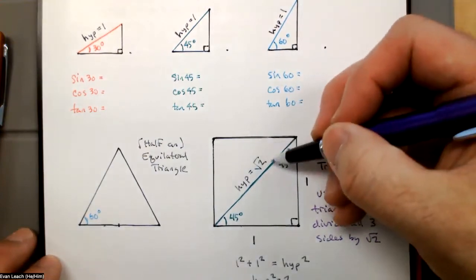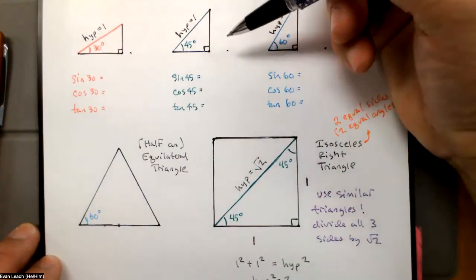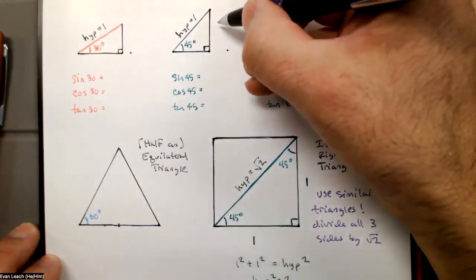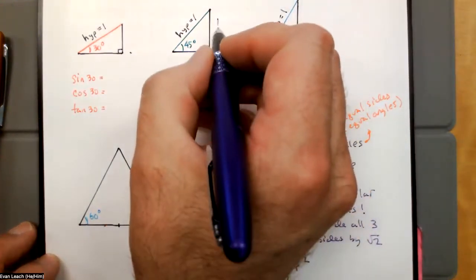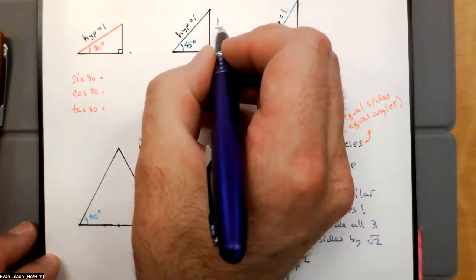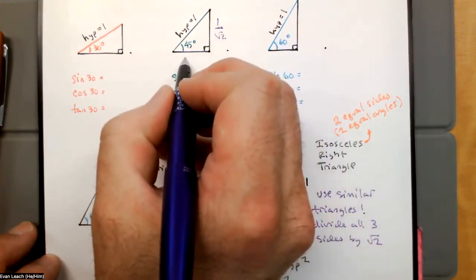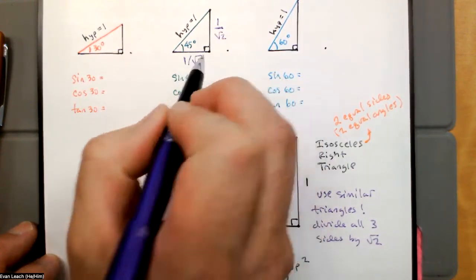So the square root of 2 divided by the square root of 2 is equal to 1, like we have up here. And 1 divided by the square root of 2 is just going to be 1 divided by the square root of 2. And on this side here is going to be also 1 divided by the square root of 2.